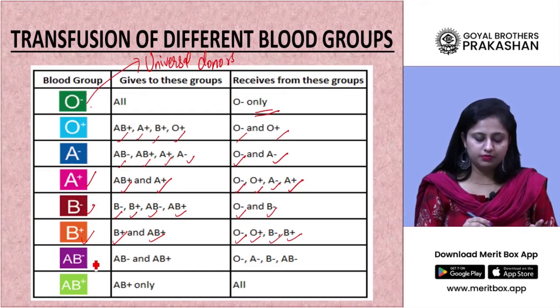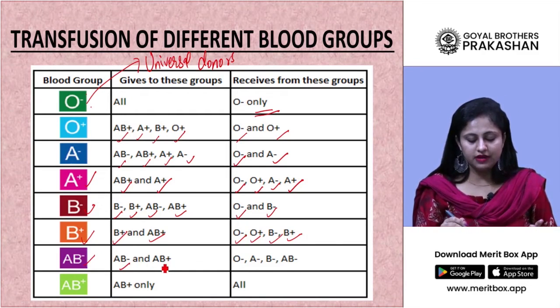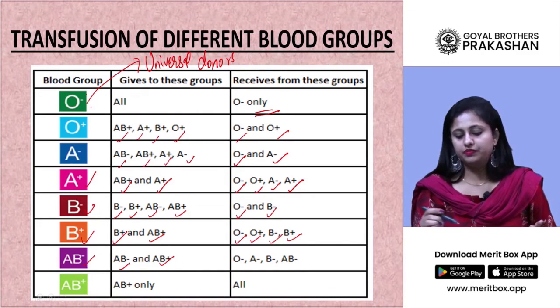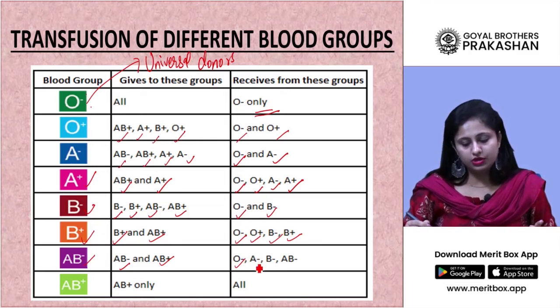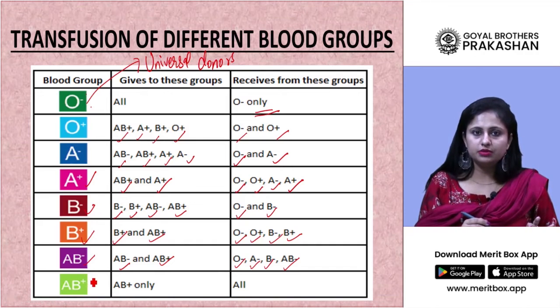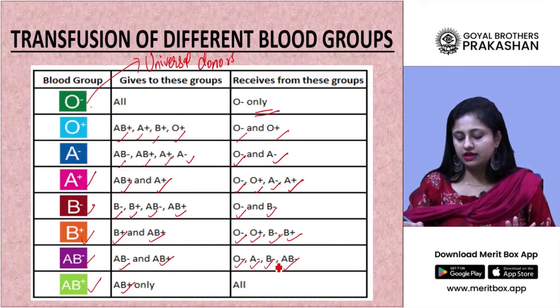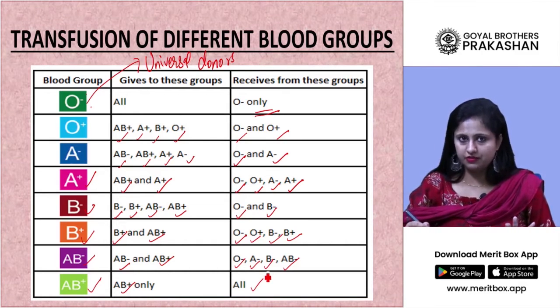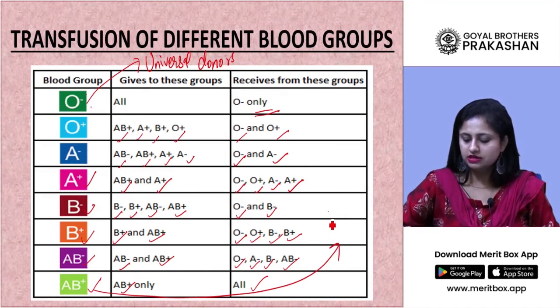The persons with blood group AB negative can give blood to AB negative and AB positive both, and they can receive blood from O negative, A negative, B negative and AB negative persons. Persons with blood group AB positive can give blood to AB positive only, but they can receive blood from everyone. And this is the reason why they are known as universal recipients.